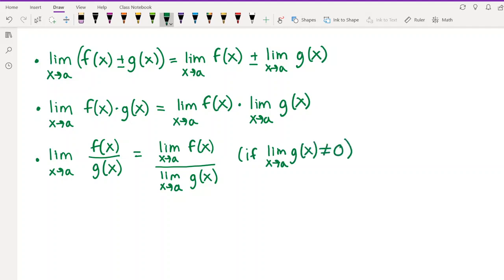And then one more. So if you're taking the limit as x approaches a of a number times f of x, that's going to be the same thing as pulling that number out and then just multiplying that with the limit.